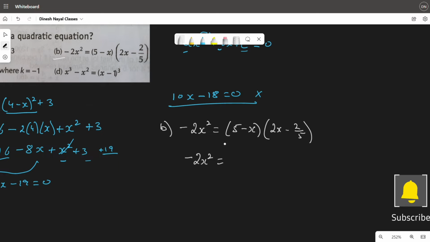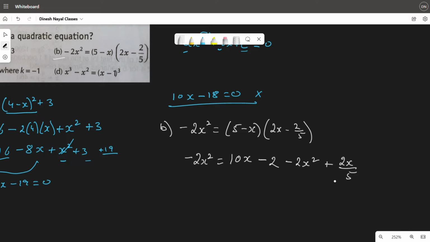This will be 5 into 2x is 10x. So write this as 10x. And then 5 into minus 2 by 5, the 5 will get cancelled, so just minus 2. And then minus x into 2x is minus 2x square. And then minus x into minus 2 by 5, minus minus will become plus, so this will be plus 2x by 5.